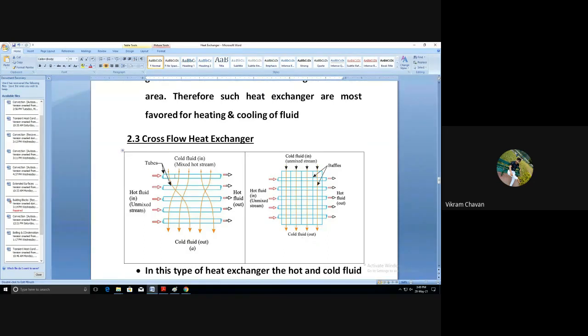Here in this particular case, one fluid is flowing through the tube. Consider that the hot fluid is flowing through the tube. This is already an unmixed stream flow for the hot fluid, because the separate streams are flowing through separate tubes. Now one fluid is flowing over the tubes, and this stream of fluids is allowed to mix with each other.